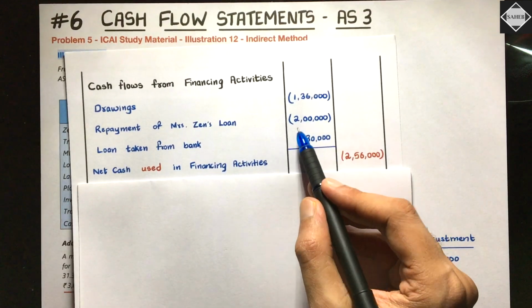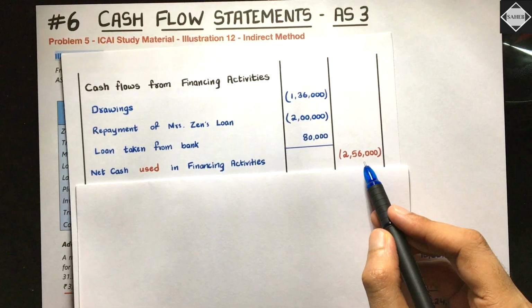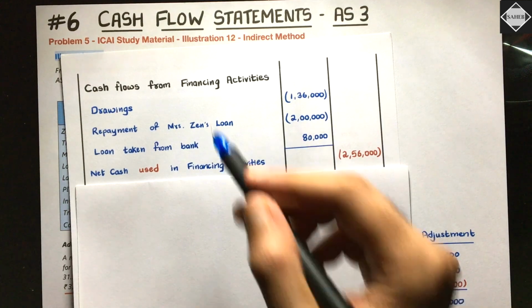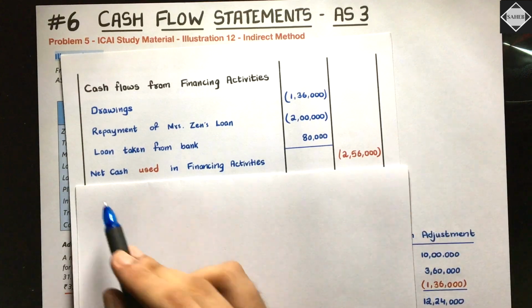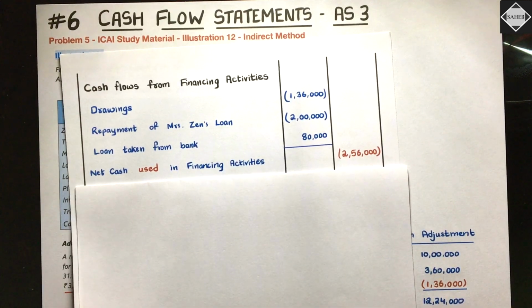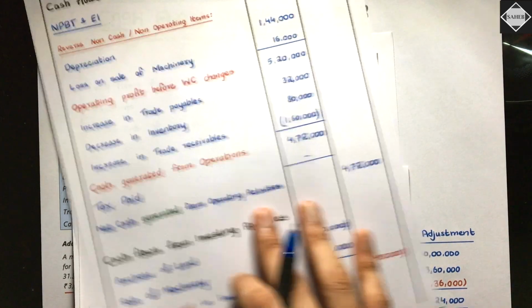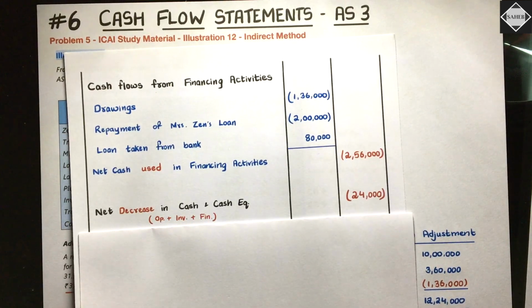So then we just make a sum. Minus 136 minus 2 lakh plus 80,000, that's equal to 2,56,000 negative. In financing also it is a negative cash flow. So that means because of financing activities, Mr. Zen has used how much cash? 2,56,000. So net cash used in financing activities. And then what you have to do after doing this, you have to make a sum of all the net cash flows. Okay, net cash flow from operating activity, that's 4,72,000 minus 2,40,000 minus 2,56,000, that is equal to 24,000.